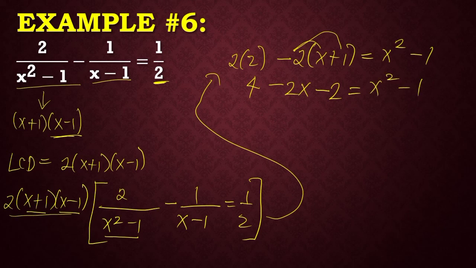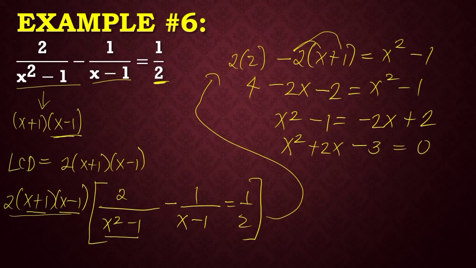And then, pwede nating i-interchange yung position. Magiging x squared minus 1 is equal to negative 2x. 4 minus 2, that is 2. And then, lipat natin yung negative 2x tsaka 2 sa left side, magiging x squared plus 2x, and then negative 1 minus 2, magiging negative 3, is equal to 0. So, what are the factors of negative 3 that will give a sum of 2? Yung ating middle term, magiging x plus 3, and then x minus 1 is equal to 0.